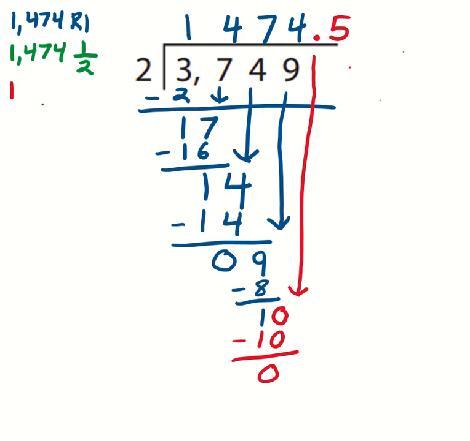So, in fact, you could also write this as a decimal of 1,474 and 5/10. And that's right, folks. That's 3 different ways to represent a quotient when there's a remainder involved.